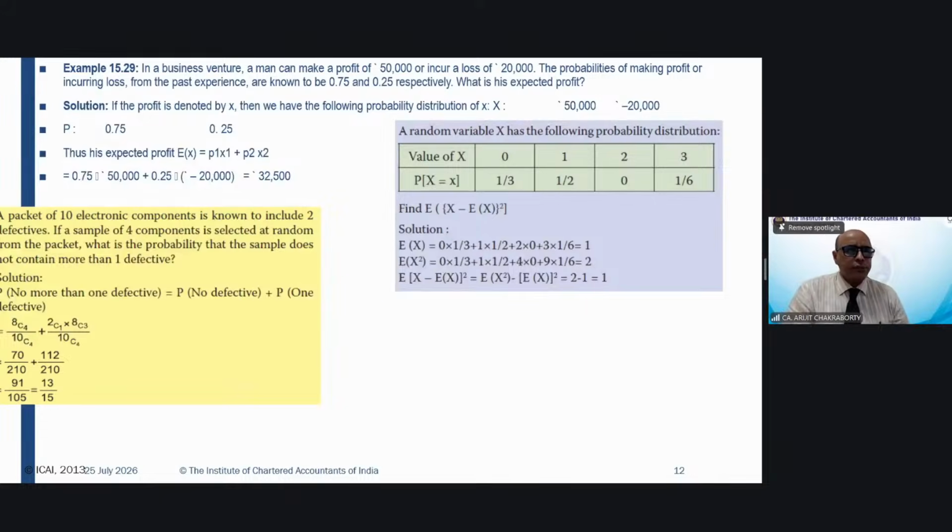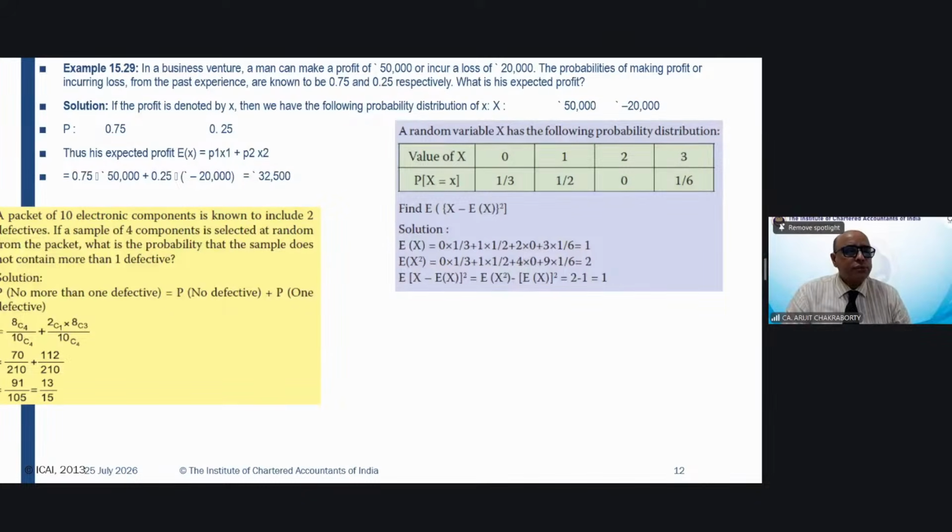We see another classic example. Random variable has the following probability distribution. Value is given and the corresponding probability is given. We need to find out the variance here.